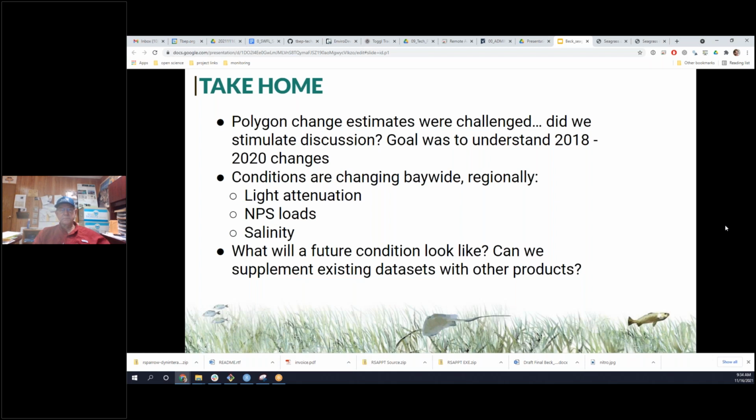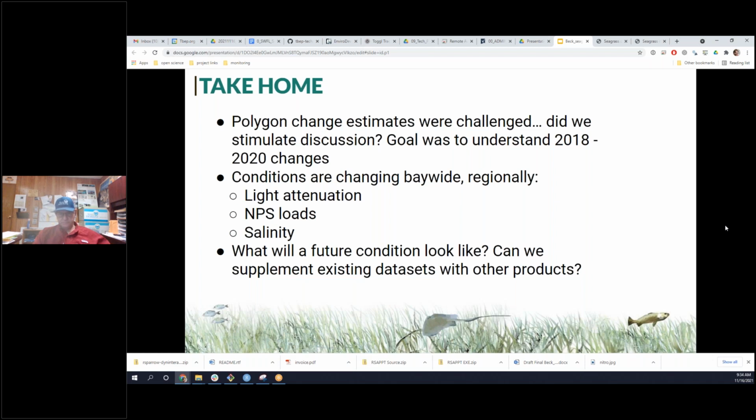So light attenuation is still going to be very much an issue for understanding changes in seagrasses in Tampa Bay. But what's driving those changes is the non-point source loads, other factors related to regional patterns and precipitation, what that means for salinity. All these things are important to think about in the broader context. So I just want to pose a question of what will the future of the bay look like? Obviously we don't know at this point, but I think we can look at these data sets and be able to understand changes we're seeing now to get an idea of what's going to happen in the future. And obviously there's other data sets we can use to understand those changes.